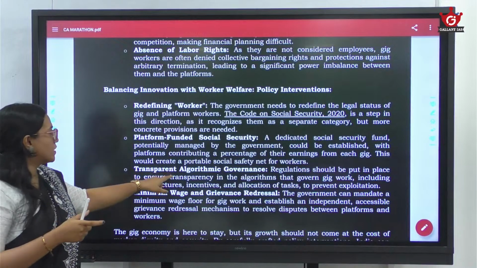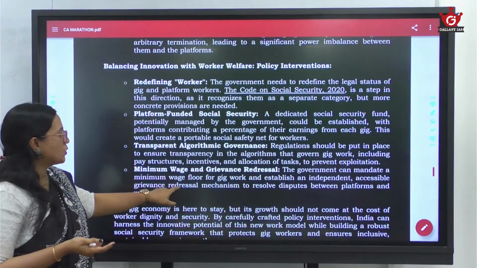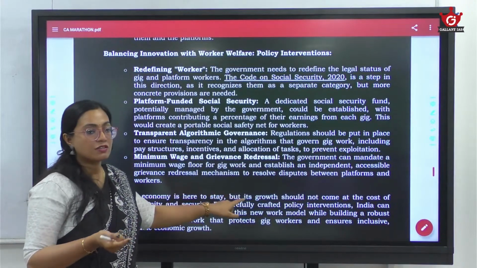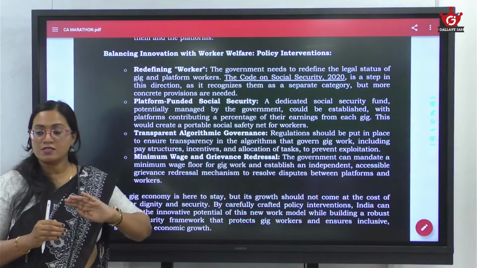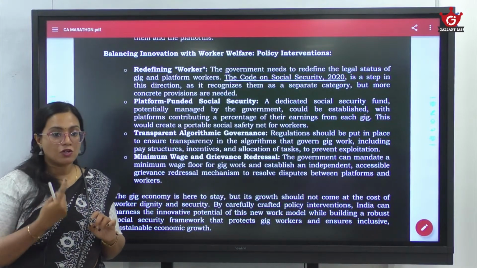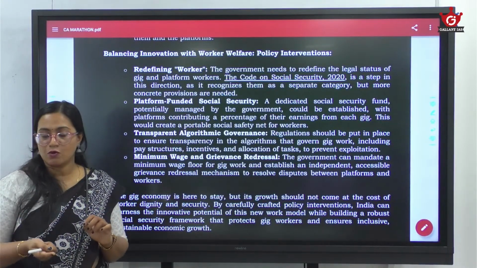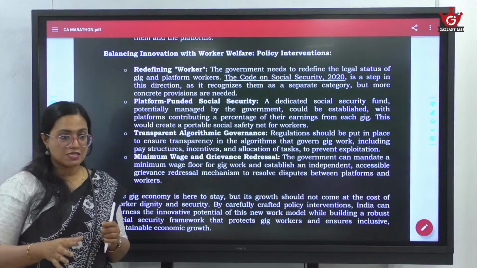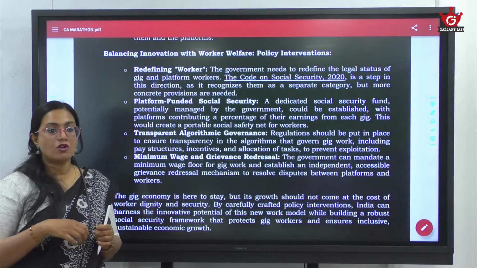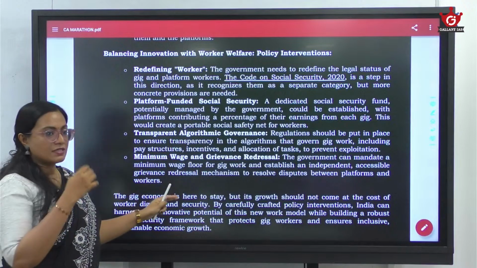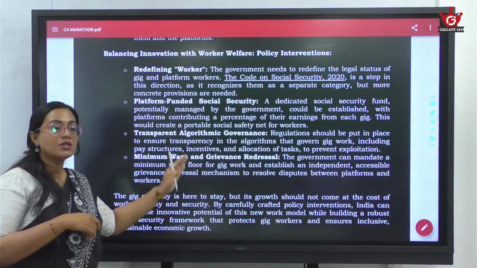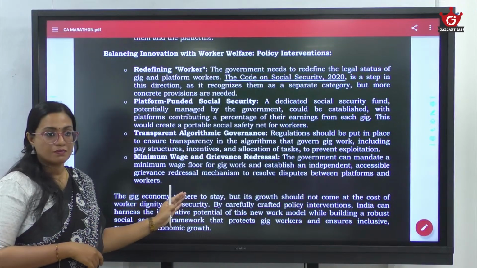Redefining the term worker, platform funded social security, transparent algorithmic governance, minimum wage and grievance redressal. So you should have all these points in your hand. If you have not come across these points, please make use of the internet and try to have this as content for all your answers. If the question is about the creative economy or the care economy or anything, you can actually make use of this point. Okay.